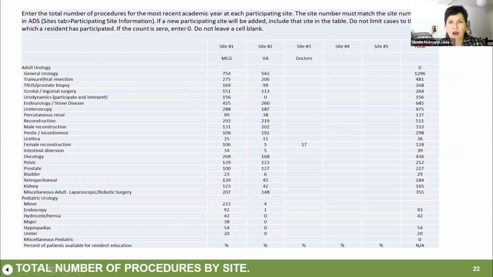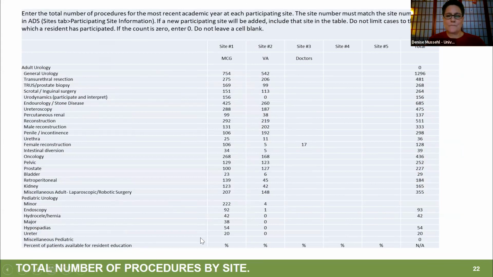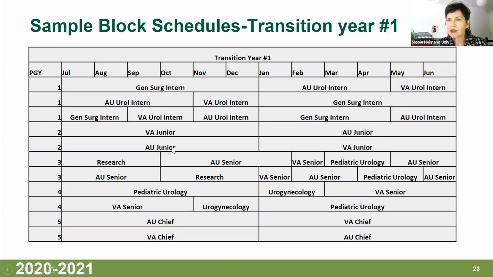Is part of the process tracking how many additional cases are going without resident attention, or is it the volume of cases the residents are doing? If you look, this is a template provided by the ACGME. They ask you at the top to enter the total number of procedures for the most recent academic year at each participating site. So you're doing all cases. And then at the bottom, percent of patients available for resident education. So that number should be filled out.